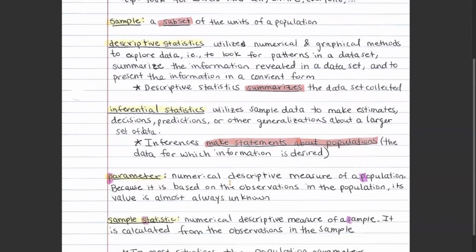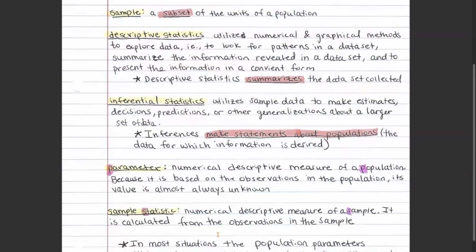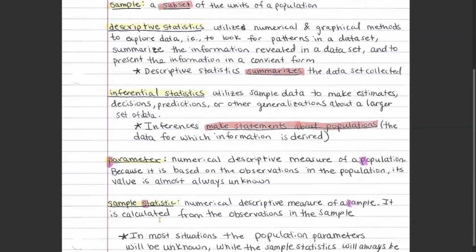A parameter is a numerical descriptive measure of a population. Because it's based on the observations in a population, its value is almost always unknown. And a sample statistic is a numerical descriptive measure of a sample. It is calculated from the observations in the sample. In most situations, the population parameters will be unknown while the sample statistics will always be known.